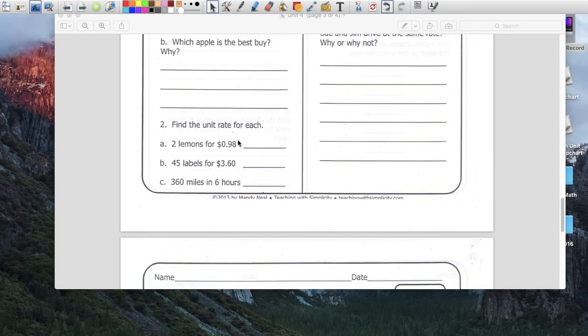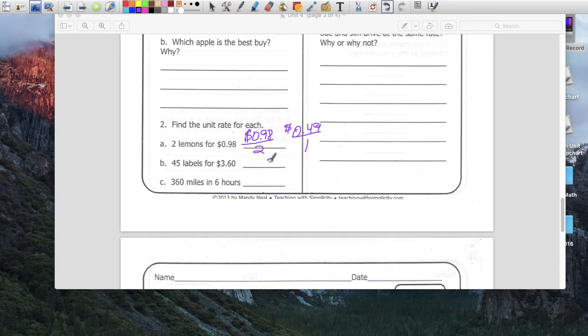Number 2, find the unit rate for each. Let's write it as a fraction first. I think it's easier if you look at it that way. 98 cents over 2 lemons. So the unit rate would be, what's the price for 1 lemon? How did the 2 become a 1? You divide it by 2. And you're going to divide 98 cents by 2. And that's simply 49 cents. So the unit rate is 49 cents per lemon.